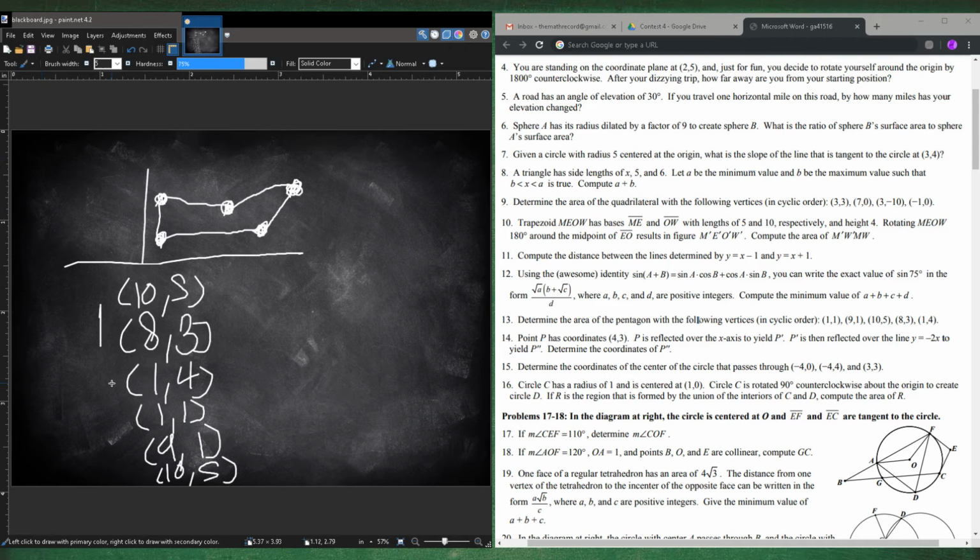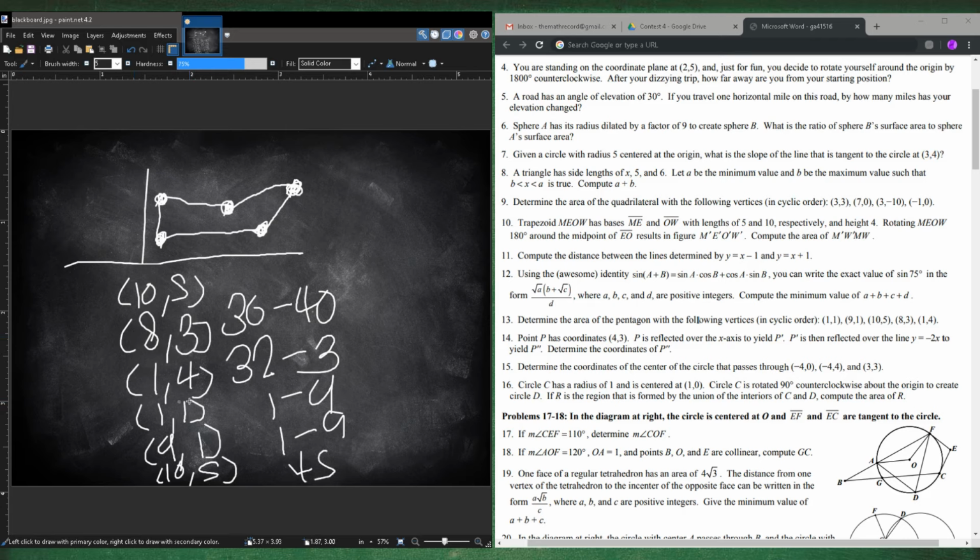To get the area, you basically just use matrices like these 2 points, then these 2, then these 2, then these 2, then these 2. So 10 times 3 is 30. 8 times 5 is 40, so you minus 40. That's 32 minus 3. That's 1 minus 4. And this is 1 minus 9. And that is 45 minus 10.